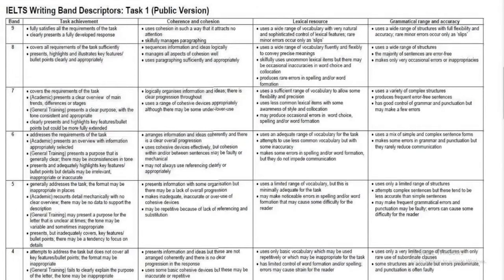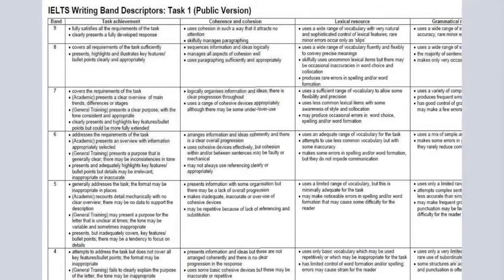So if you guys can see these band descriptors clearly, the first band descriptor is task achievement. Everybody can see the slides? Please type a yes if you can. All right, great. So this is task achievement. Let me zoom it a little. Task achievement is your very first parameter.